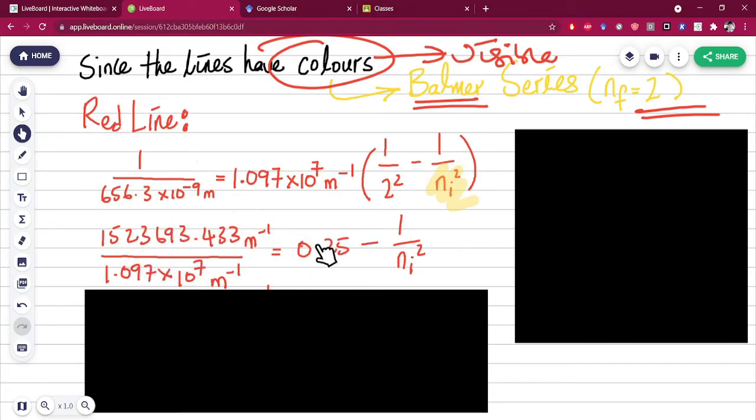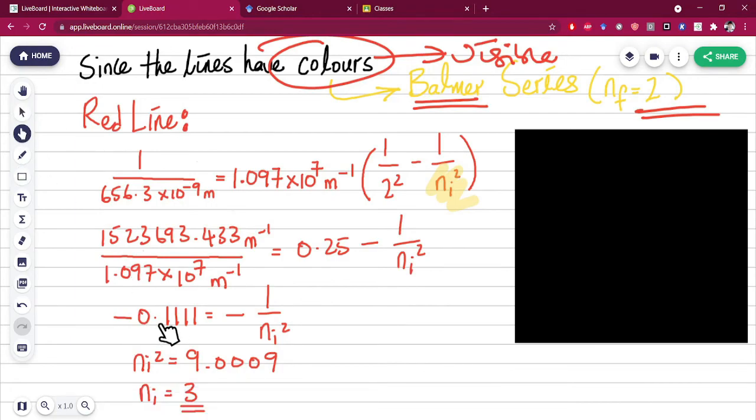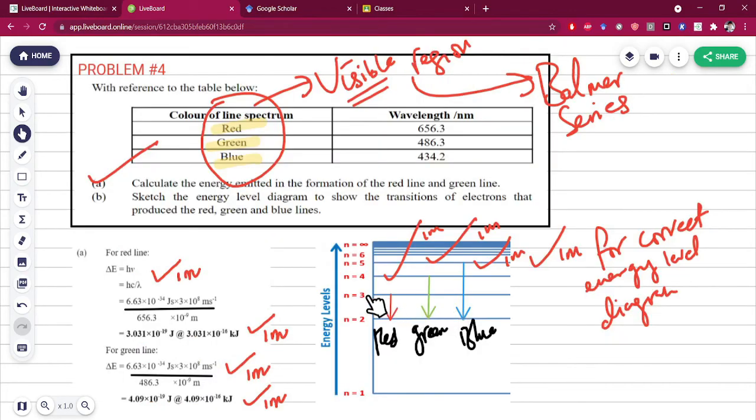You solve this, and then you move this to the other side, and you get negative 0.1111 equals negative 1 over n initial squared. So when you move the negative sign and the 0.1111 to the other sides, you get n initial squared equals 9.0009. So this is essentially 9. The square root of 9 is 3. So now we have the information that n initial is 3 and n final is 2. That's why your red line is from n equals 3 to n equals 2.